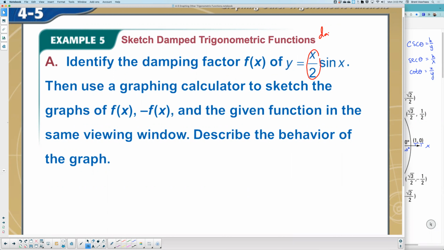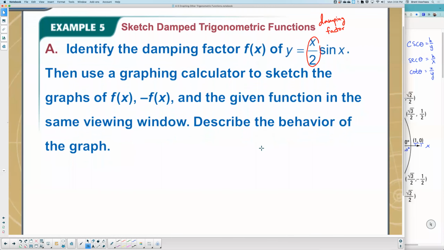So what do we mean by this? Well, basically, this means you have a trigonometric function, and it's going to get closer and closer or spread apart from the x-axis. So here's the damping factor. I'm going to write this down, and then I'm going to show you the graphs. So the damping factor is x divided by 2.